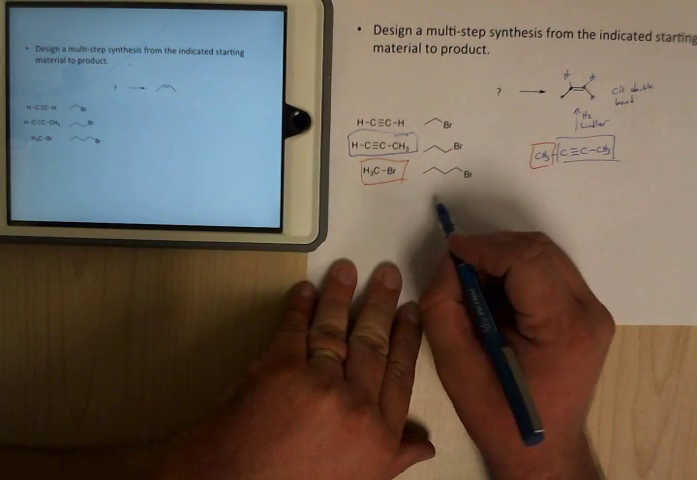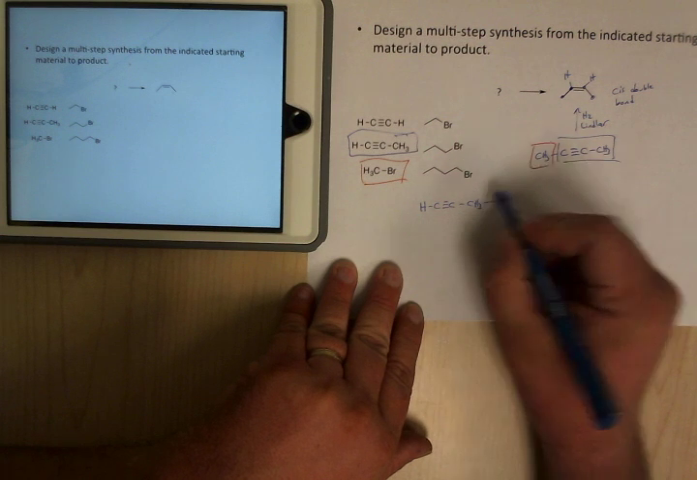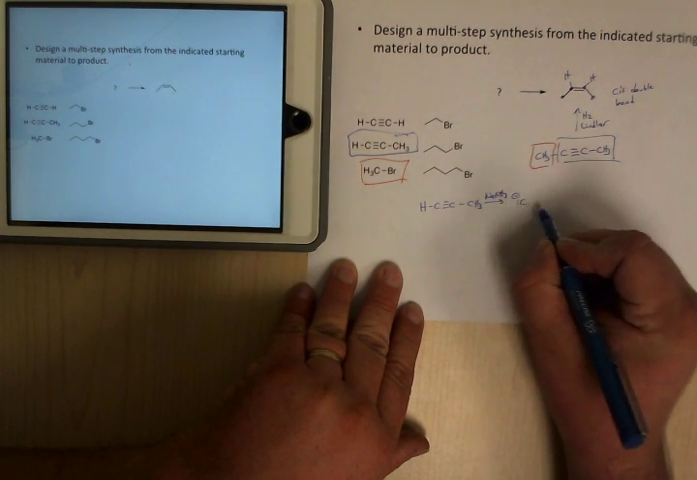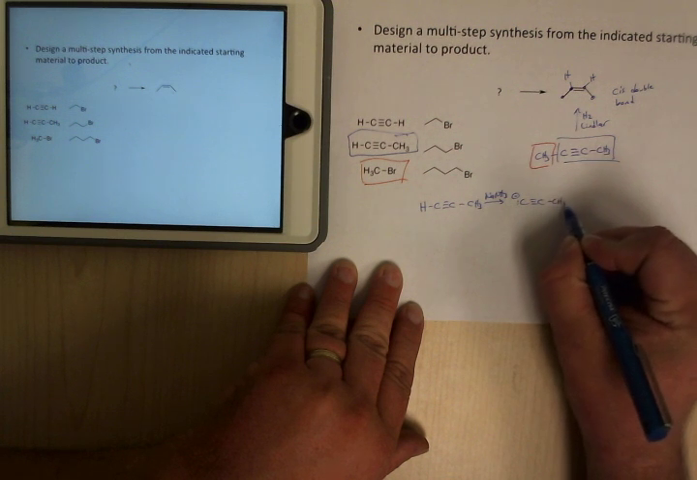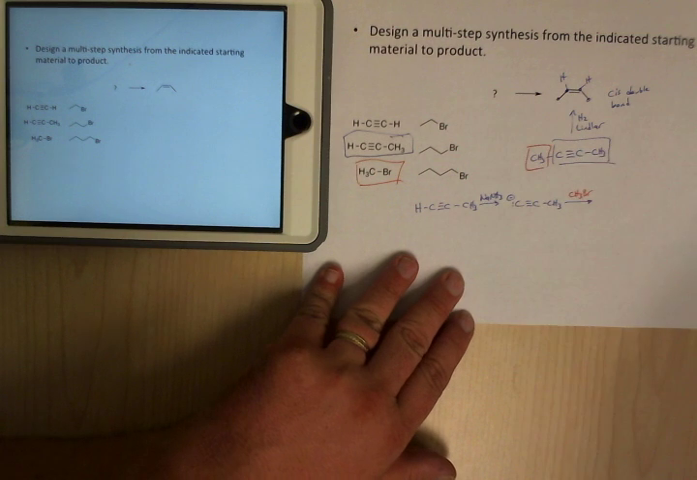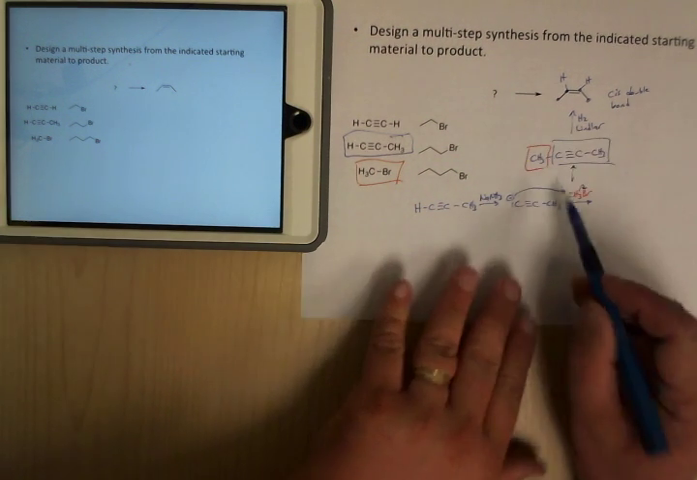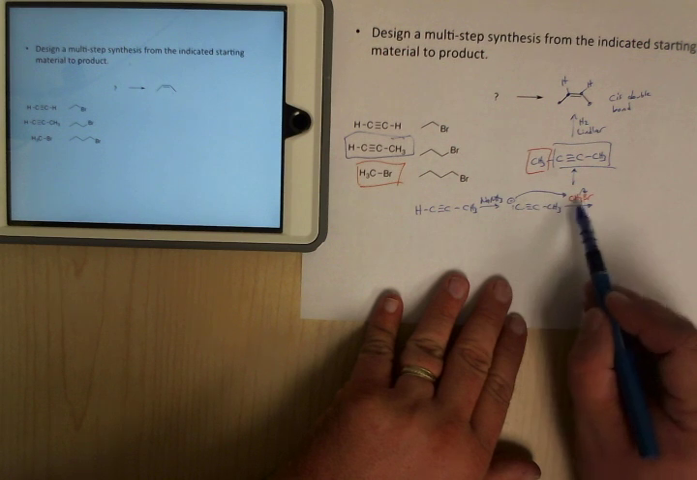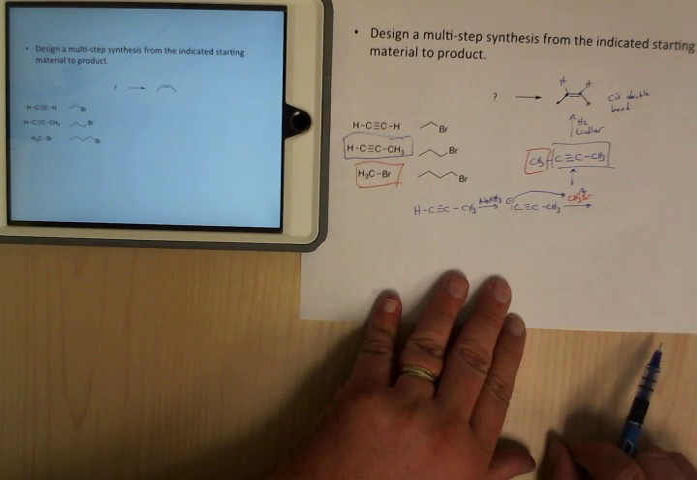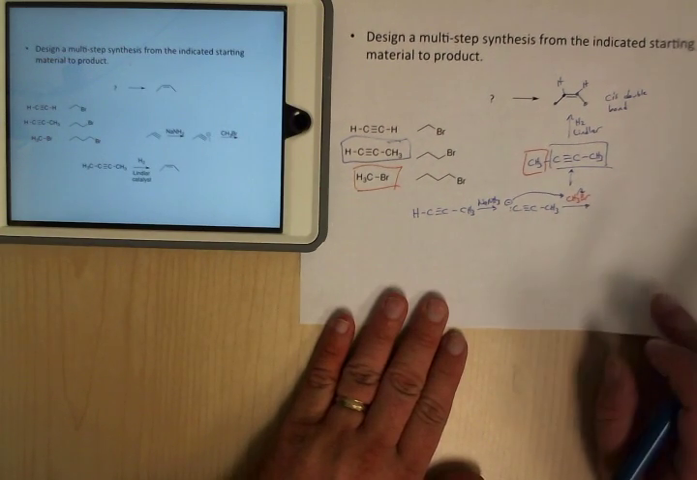So we're going to start with this. Hit it with sodium amide, and our CH3Br, so that text there, to make our 4-carbon piece, 1, 2, 3, 4. Then H2, Lindlar. There we go. No problem, stuff like that. Not too bad.